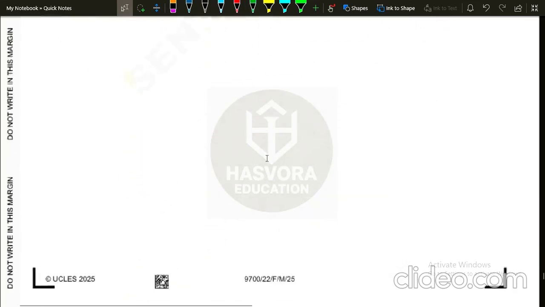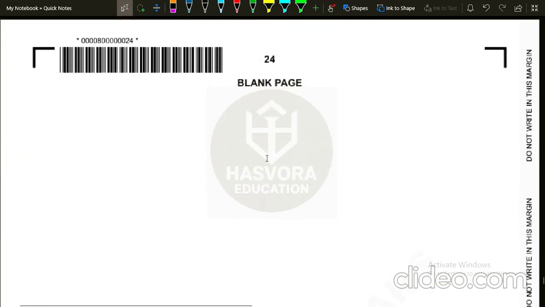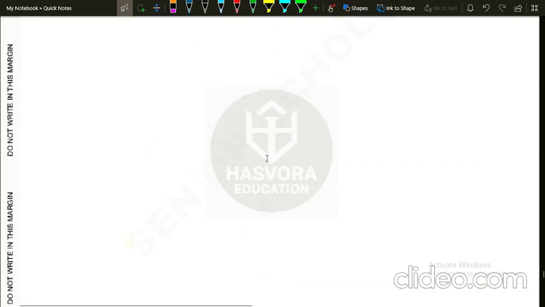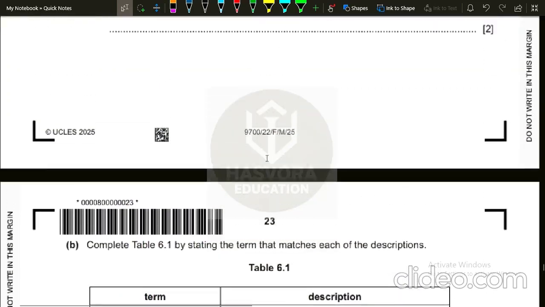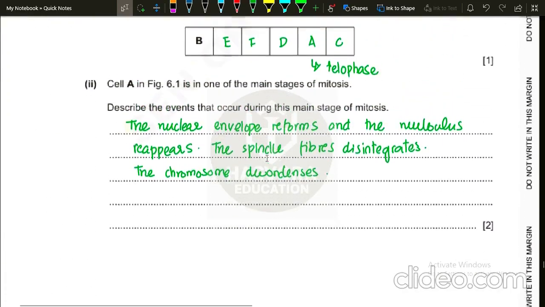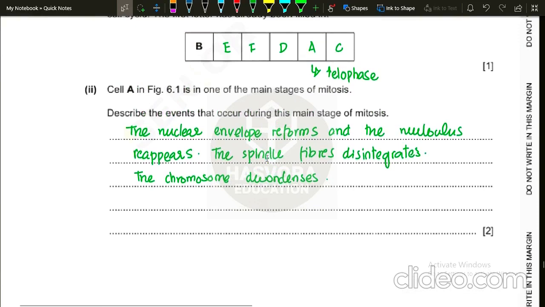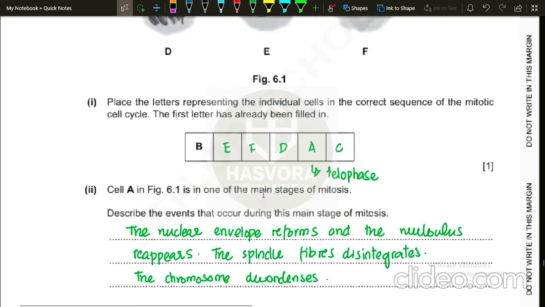And this paper was actually very lengthy. It was 24 pages. But I think it was a relatively easy paper. We have completed this paper in about an hour, I think. So it's about an hour and 8 minutes.